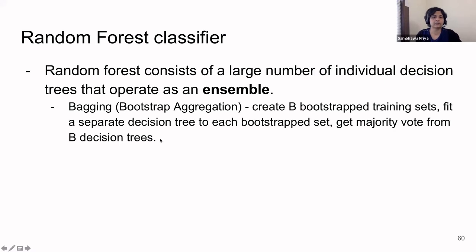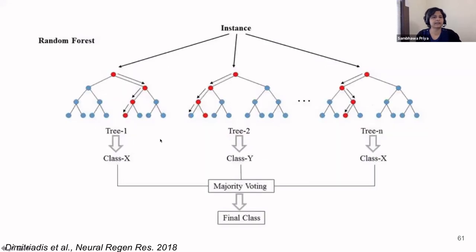Pictorially, this is what is going on. You have a sample, and every decision tree decides. Here you can see the entries, and for a classification problem, it decides whether it belongs to class X or class Y, and then there is a majority vote from each of the trees to finally get the prediction of the final class. So that's just an overview of that.